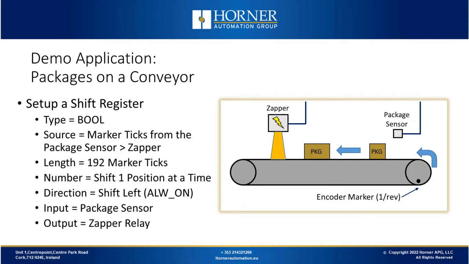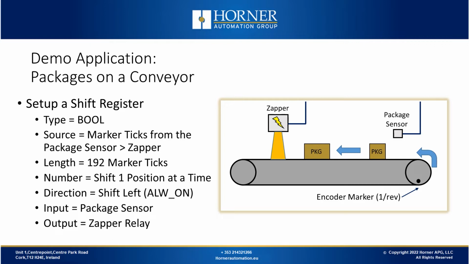So to accomplish that, we'll use a bit type or boolean type shift register. The shift register's contents are going to represent the marker ticks that exist from the package sensor to the start of the zapper. As mentioned, there are 192 of those marker ticks, so our shift register size is 192 bits, where each bit represents a marker tick, and we're going to shift left.